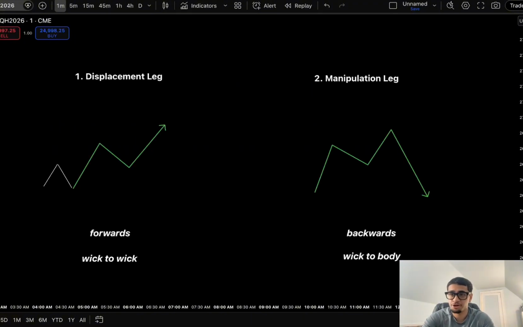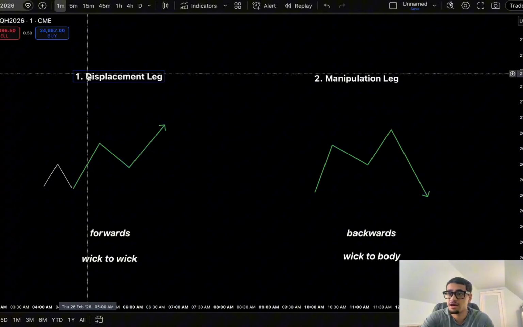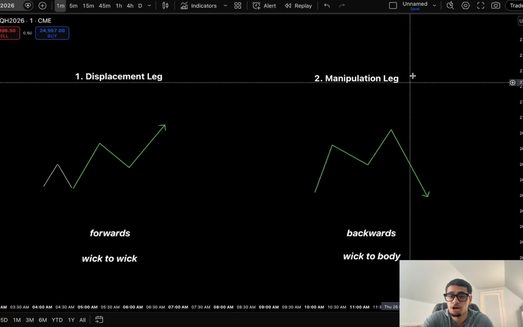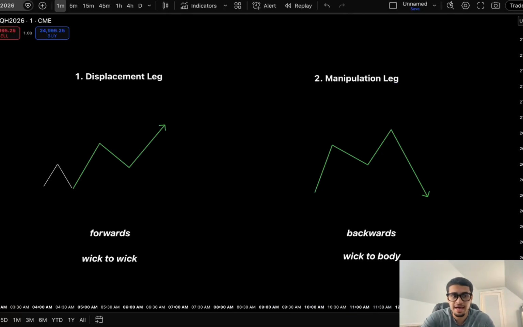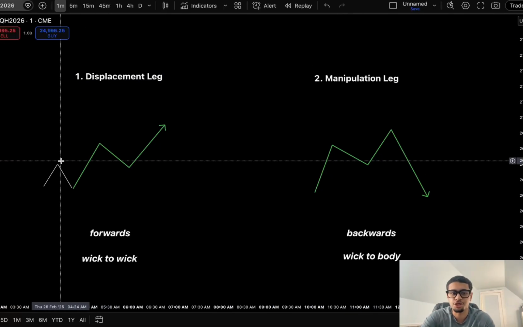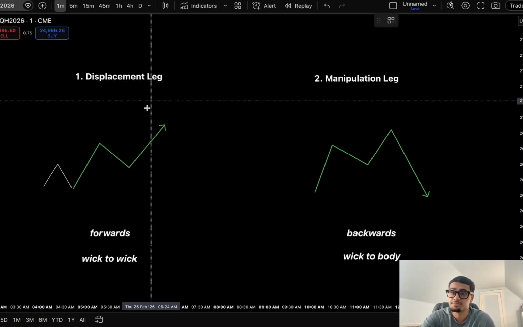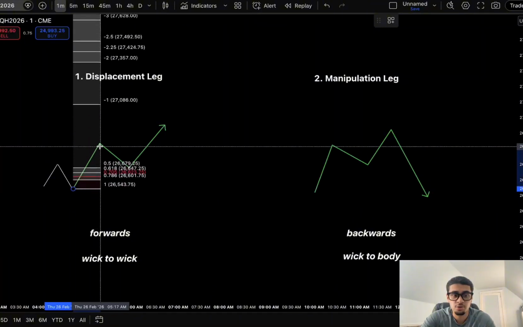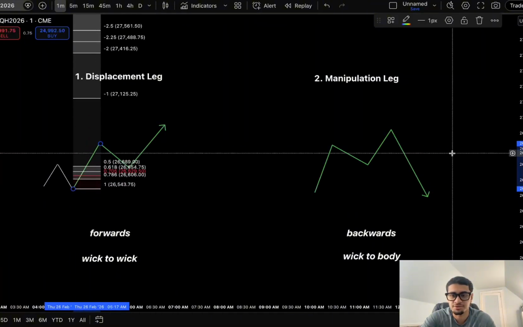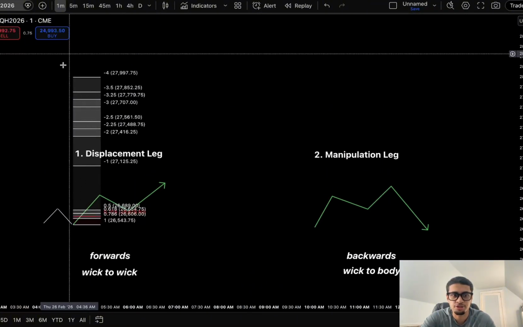There's two ways to draw standard deviations. One way is to draw it on the displacement leg, and one way is to draw it on the manipulation leg. For the displacement leg, the reason why it's called displacement is because you displace a high and then you pull back, right? So on the displacement leg, you would draw it from wick to wick, and it's drawn forwards as you can see. And look, if we go up, it gives us our projections.